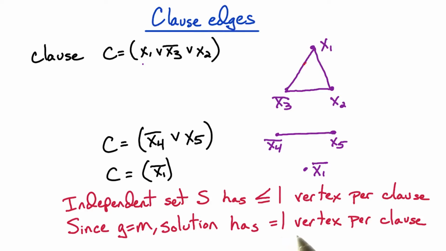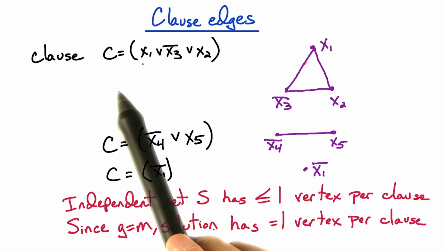Now this 1 vertex per clause will correspond to the satisfied literal in that clause. Now there may be other satisfied literals in a clause due to other copies of that literal in other clauses. But this property that we have exactly 1 vertex per clause will ensure that we have at least 1 satisfied literal in every clause. And therefore this solution, this independent set, will be able to relate it to a satisfying assignment for this original formula.